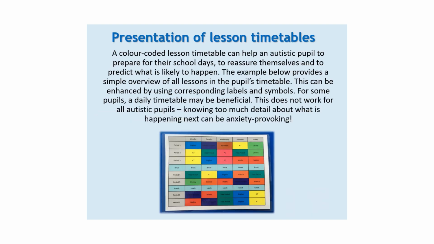Presentation of lesson timetables. A colour-coded lesson timetable can help an autistic pupil to prepare for their school days, to reassure themselves, and to predict what is likely to happen. The example below provides a simple overview of all lessons in the pupil's timetable. This can be enhanced by using corresponding labels and symbols. For some pupils, a daily timetable may be beneficial. This does not work for all autistic pupils. Knowing too much detail about what is happening next can also be anxiety-provoking.